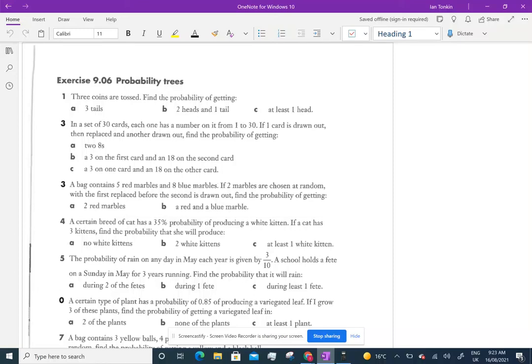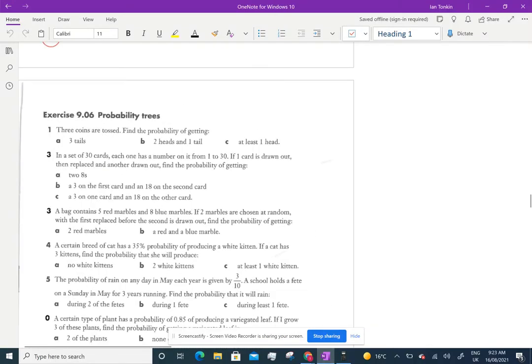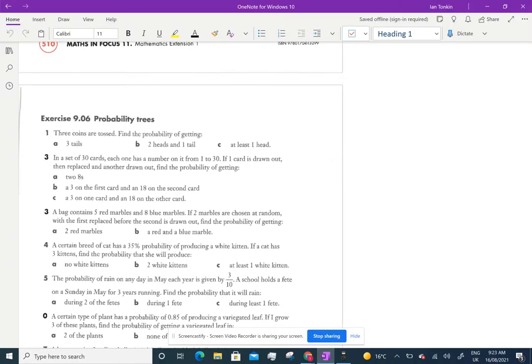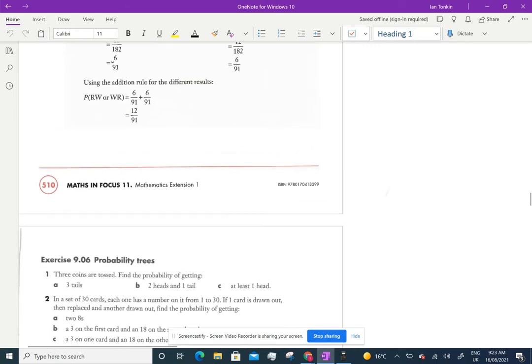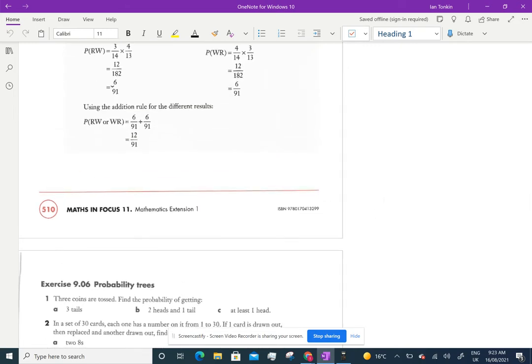Year 11, I'm going to be looking at the next exercise in probability, which is probability trees. Now, when we talk about probability trees, the whole idea of drawing a tree diagram is the same as making a list or drawing a table. It helps you calculate all the different things that can happen. Now, the beauty of probability trees, though, is that you can do it for more than two things.